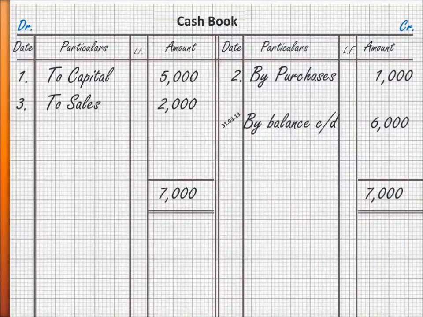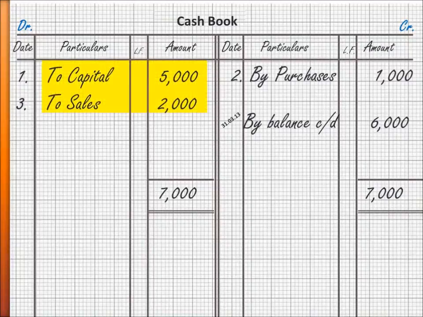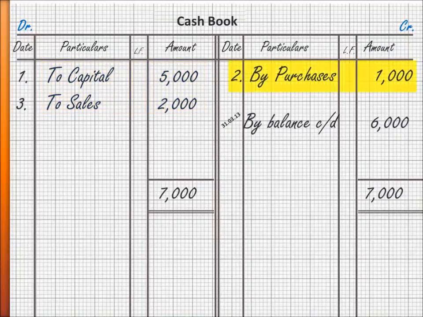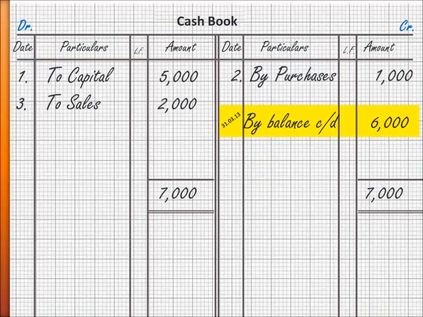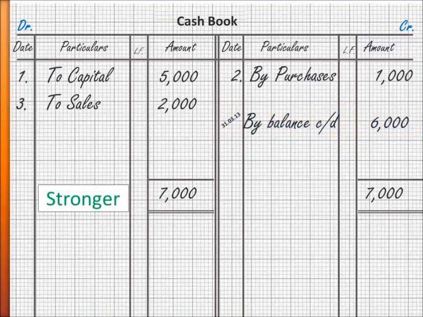As we completed the cash book, there were 2 items on the debit side and 1 item on the credit side, and the balance c/d was on the credit side. You will find that balance c/d is always on the credit side. I mean to say the debit side will always be stronger than the credit side. So this cash book is just like the cash account that you prepared in our last segments.